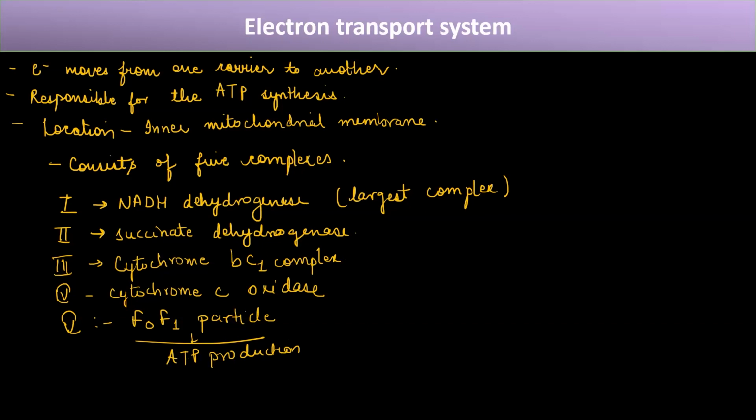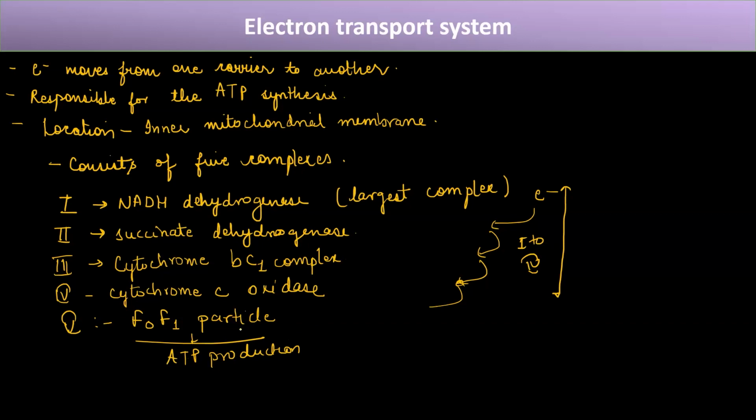Now we have understood what the complexes involved in the electron transport system are. In simple terms, the electron will move from here to the next, then to the next, and ultimately it gets accepted. From first to fourth, the movement of electrons takes place. But the F0F1 particle is located there, and here no electron transport takes place. Instead, hydrogen ion transport takes place that leads to ATP production.